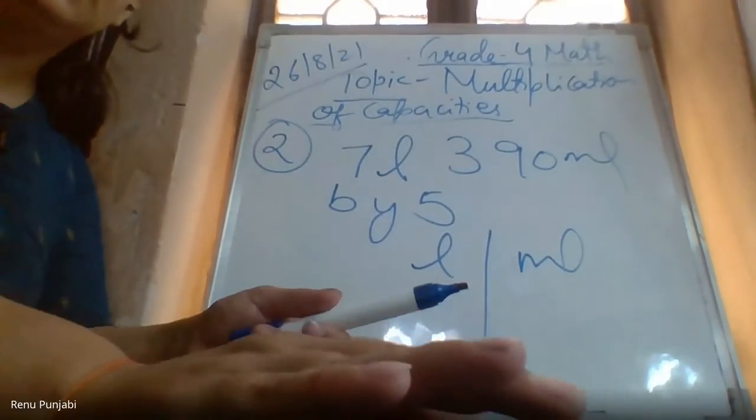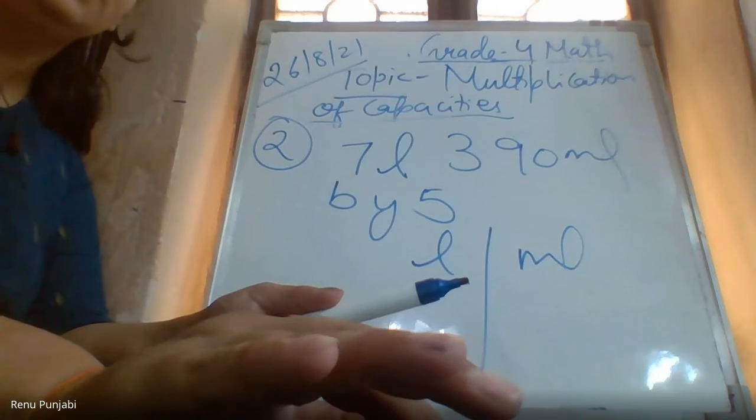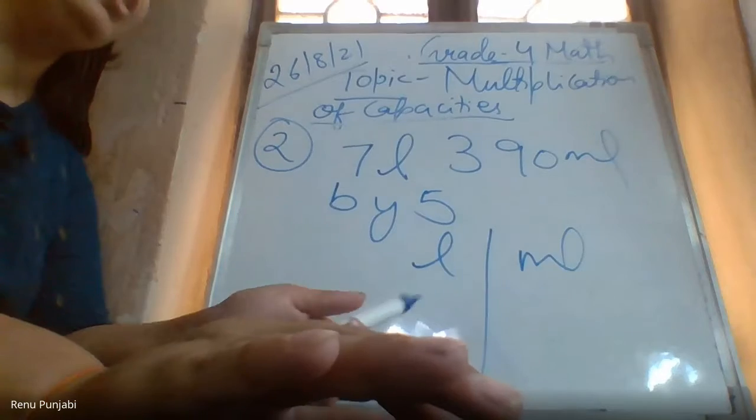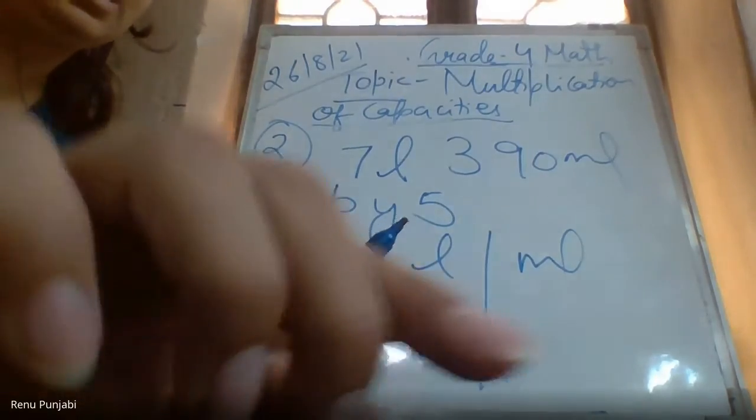Yes, ma'am. But hello, ma'am. I forget to write 7 liter and 390 milliliter. I have means write the column method. Means column only. I have. What column? I don't understand. Means I have Means means. you have written directly. Yes, ma'am. No problem, no issue.